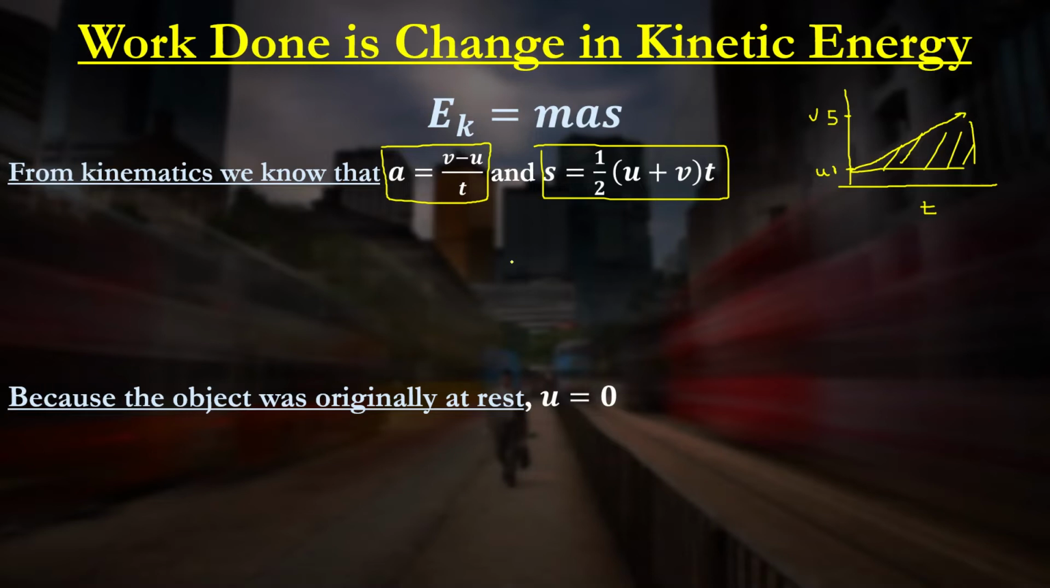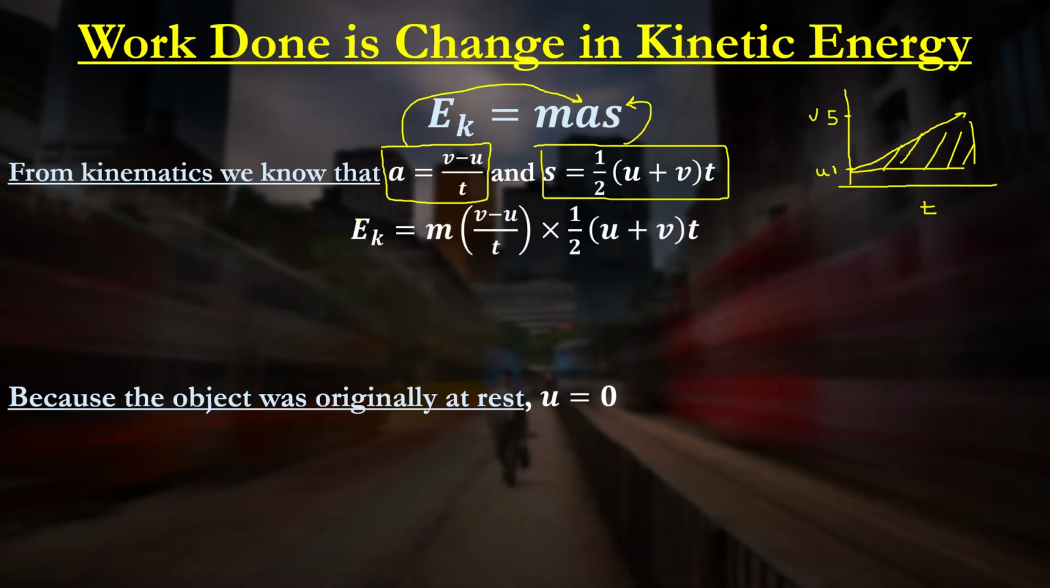So let's just substitute these two values in. So A will go into here and S will go into here. We get this equation. So we find that kinetic energy is equal to this. As you can see, we can actually do a couple of quick substitutions first. Firstly, we can get rid of T and T. Okay. The next bit is we can move the half over to M, and we can times the V minus U with U plus V.